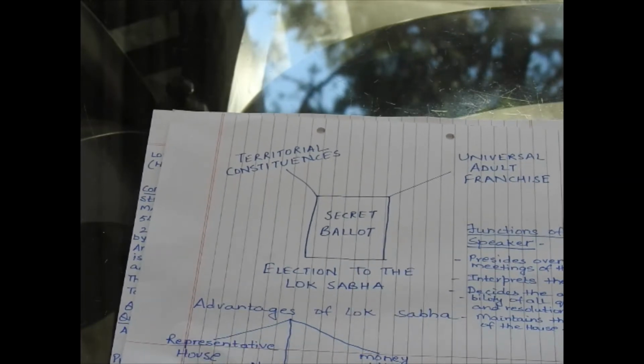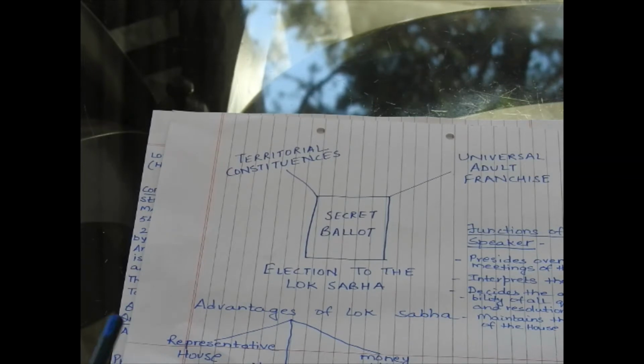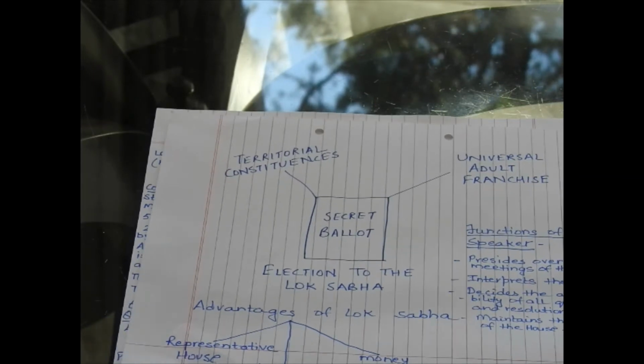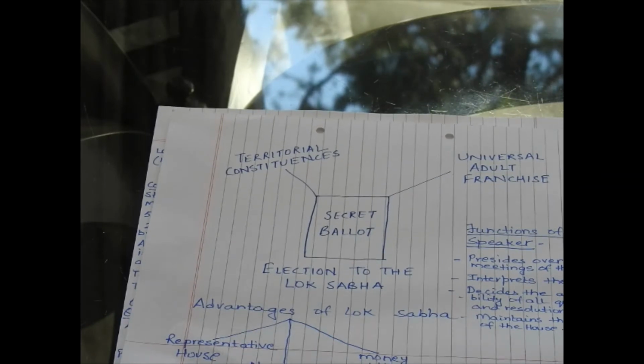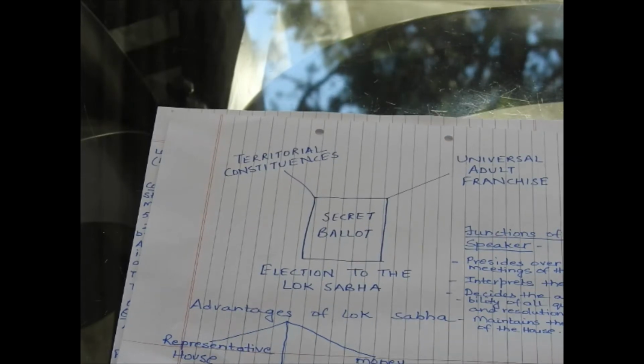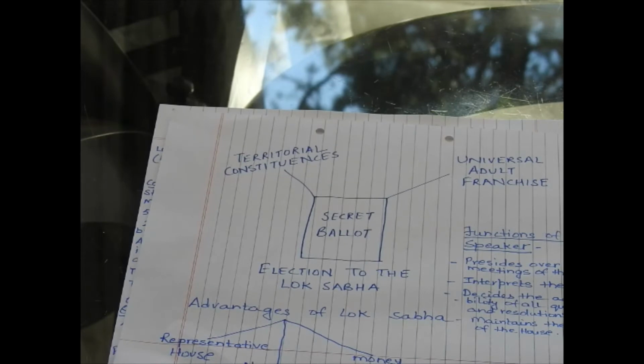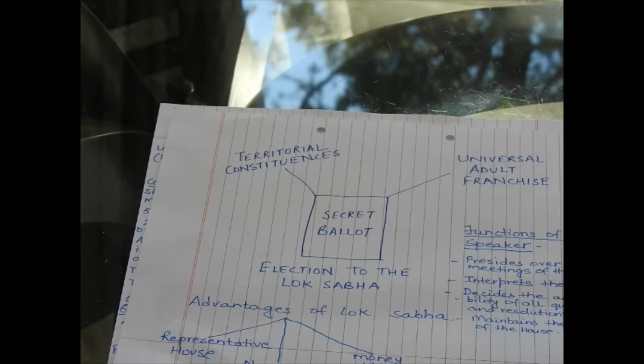Now, advantages of this house. This is a representative house because it is an elected house. People of India have sovereign power in their hands. So it is a representative house. Numerical strength: ordinary bills can originate in Rajya Sabha also. But if there is a deadlock between Lok Sabha and Rajya Sabha, then a joint session of both the houses is called. In that case, voting is taken. Lok Sabha proves to be more advantageous because of its numerical strength, which is double the strength of Rajya Sabha.